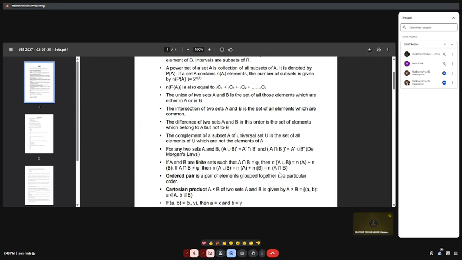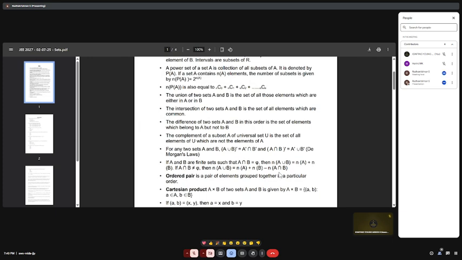Then complement means what is not there in A. So universal set minus the set A. That will be your complement. For any two sets, this is called De Morgan's law. A union B whole complement is denoted by this symbol, the apostrophe. Or you can put a C also: A union B, close brackets, and you can put a C or apostrophe. Either one is okay. Or you call it A union B whole prime.